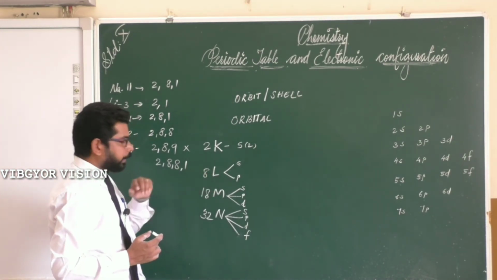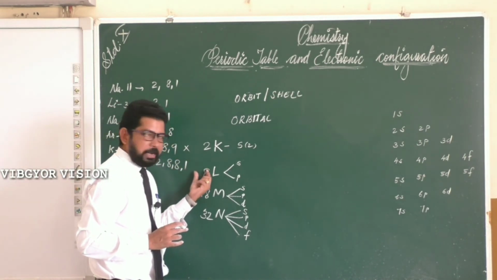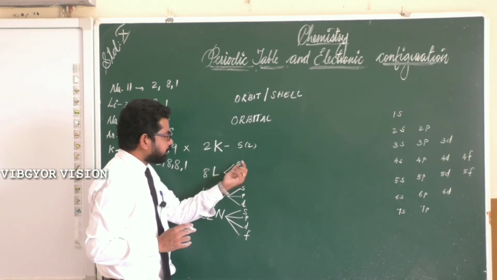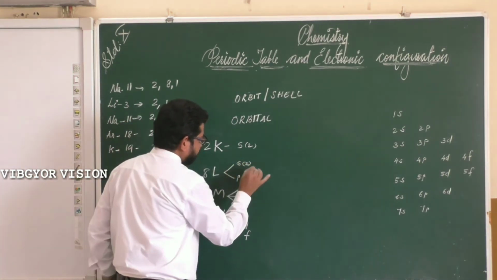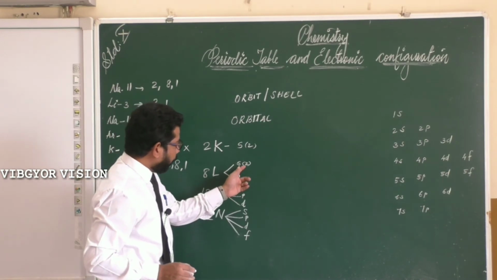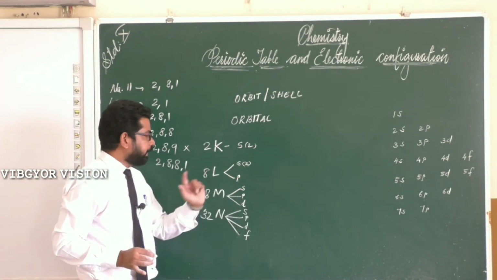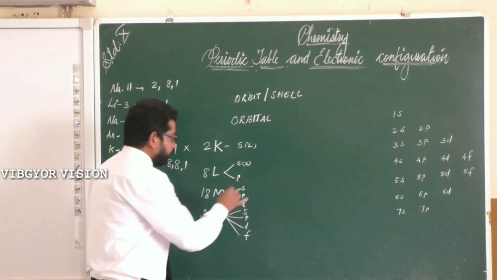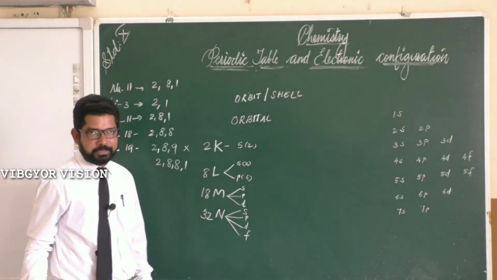Now we come to the L shell. L shell in total has 8 electrons. In the s subshell there are 2 electrons. So 2 plus p should give 8. Then how many electrons will be in p? Yes, p will have 6 electrons. 6 plus 2 is equal to 8.